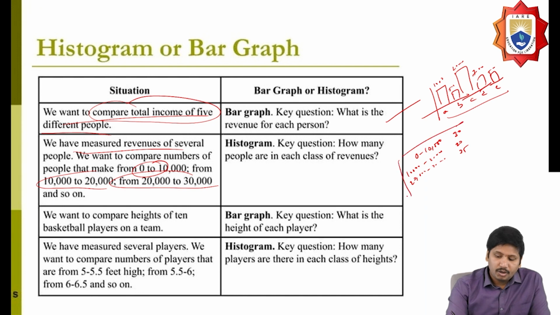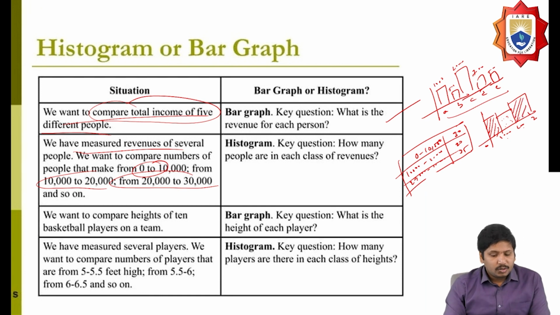If I have a table like this, then I have to go for the construction of a histogram. For this, I'm going to take 0, 10,000, 20,000, and 30,000. Between 0 and 10,000, I'm going to construct 30, then 20, and then 35. Like this, I can construct the histogram.